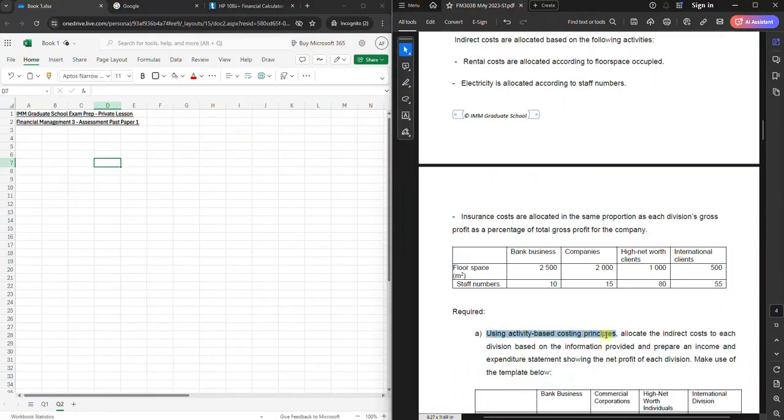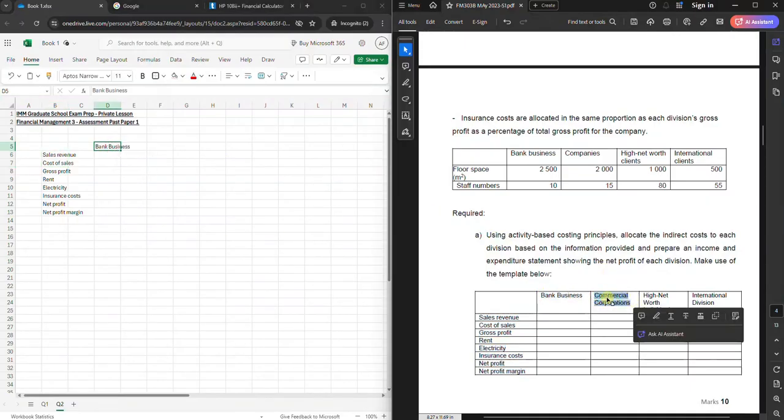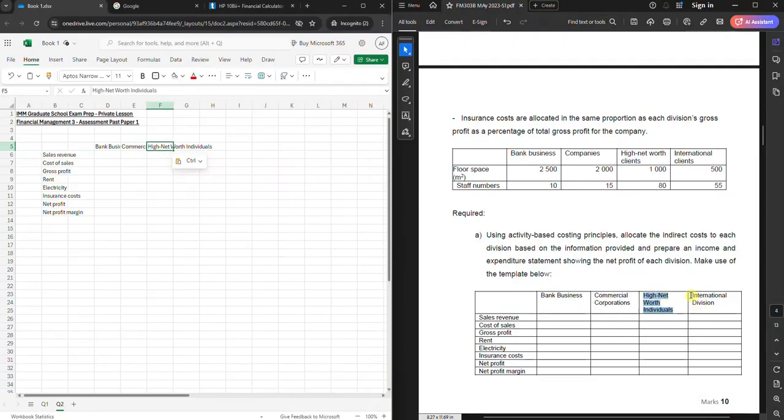What does the required say? Use ABC costing. Allocate the indirect costs to each division based on the information provided. Okay, and they've given you this. So all they want you to do is take that and allocate costs. Now, that's a nice question. This is actually management accounting more than finance. Yeah.